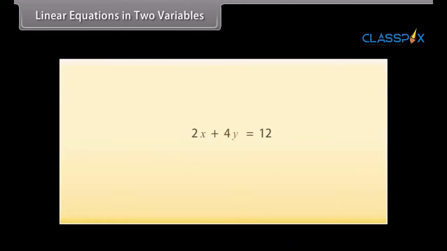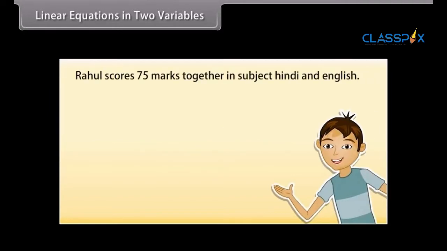Linear equations in two variables. A linear equation can have more than one variable. Here we will study linear equations in two variables. Let's take an example. Rahul scores 75 marks together in the subjects Hindi and English. Now how can we express this information in the form of an equation?